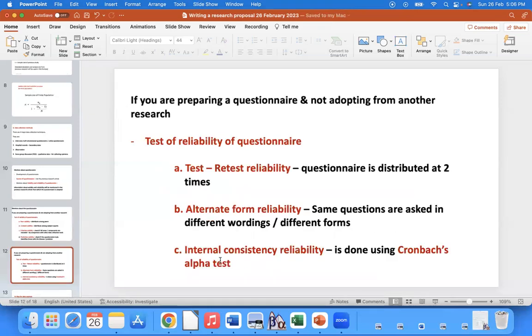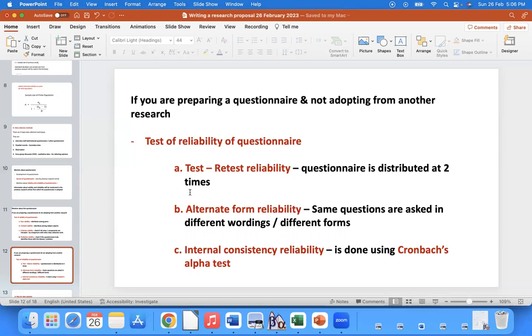Another term is reliability. Reliability means what? If you repeat the questionnaire, today you got some answers, right? If you repeat the questionnaire, will you get the same answer or not? If a questionnaire is reliable, it means if you repeat it also, you will get the same, similar answer. Okay, understand?